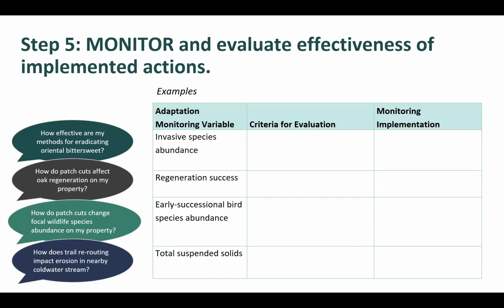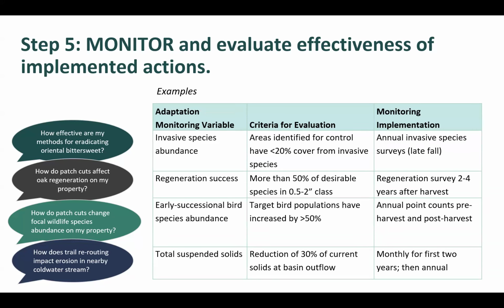For example, if your question is how effective are my methods for eradicating Oriental bittersweet, you might measure invasive species abundance. For the question of how do patch cuts affect oak regeneration on my property, you might be looking to measure oak regeneration success. And if you're asking how does trail rerouting impact erosion in a nearby cold water stream, you might be looking to measure total suspended solids in that nearby stream. With those monitoring variables in mind, the rest of your adaptation plan might look like this.